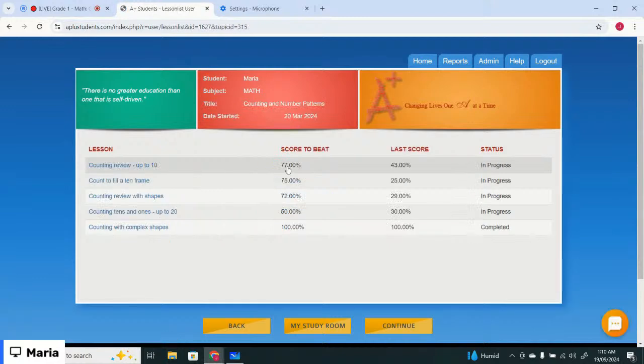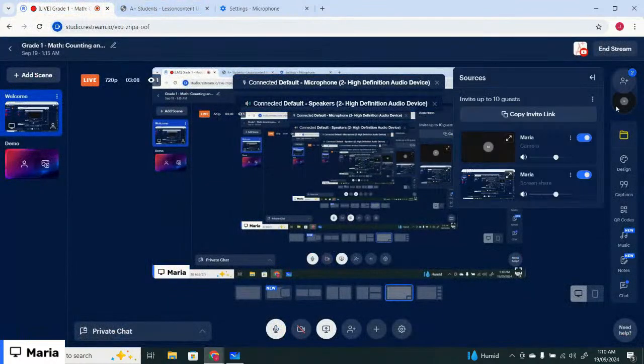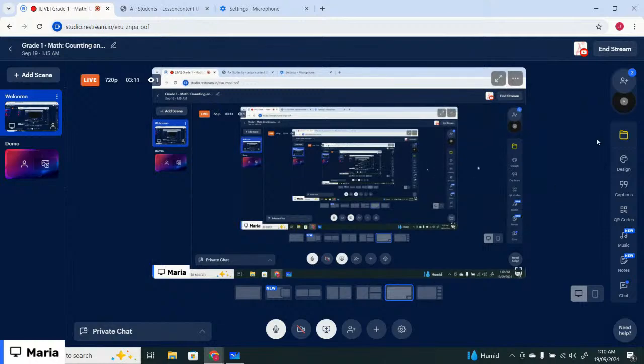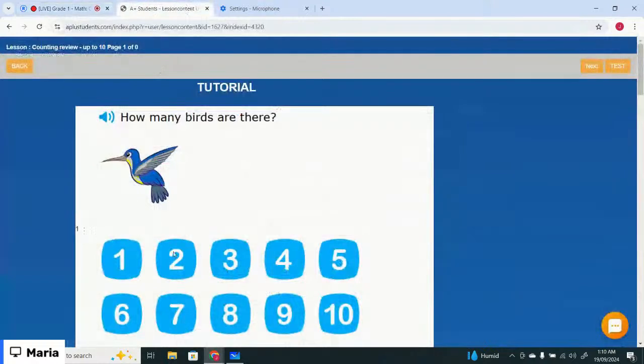So we're going to learn how we count things, right? Let's just start with the first lesson, that is counting review up to 10. How many birds are there? We need to count the birds, right? So here you have only one bird, right? So the correct option is one.